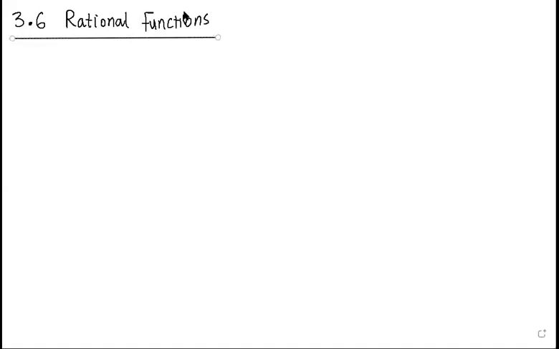Okay, today we're going over 3.6, the last section in this chapter, the rational functions. So what is the meaning of rational function? Before we study the rational equations, today we're going over the rational functions.